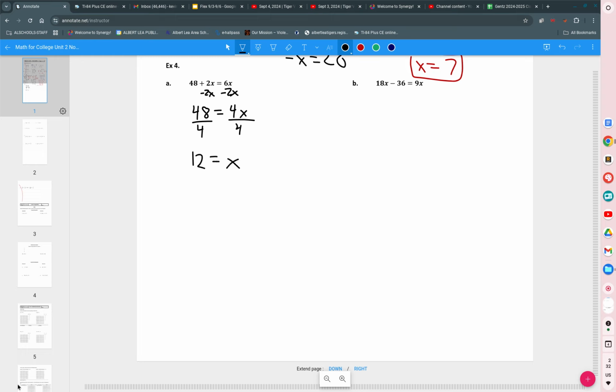For letter B, I will choose to do this one, putting the x's on the left-hand side by subtracting 9x. And notice we get a positive 9x minus 36 is equal to 0. So you can do that. Just note that you have 0 on the other side. Then you can add the 36 over to get 9x is 36. Divide by 9, and x is 4. Any questions with that example?